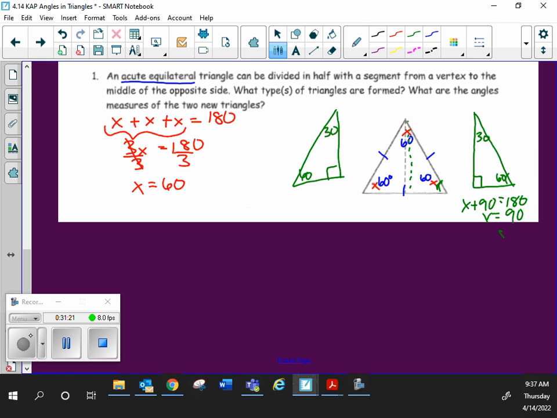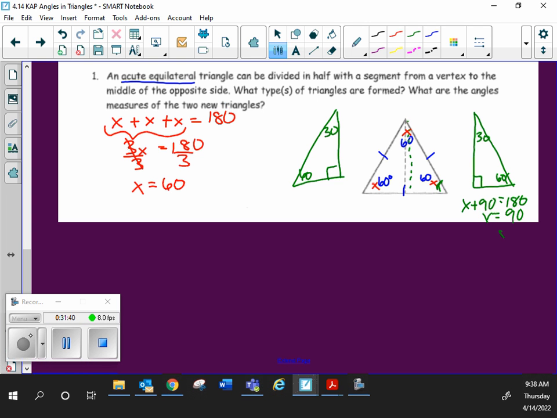Okay. So acute equilateral triangle, we split it in half from there, and it wants to know what kinds of triangles are formed. These two triangles are congruent because they are the same size, same shape. Now we just need to name them. So let's name them by their side or their angle lengths.